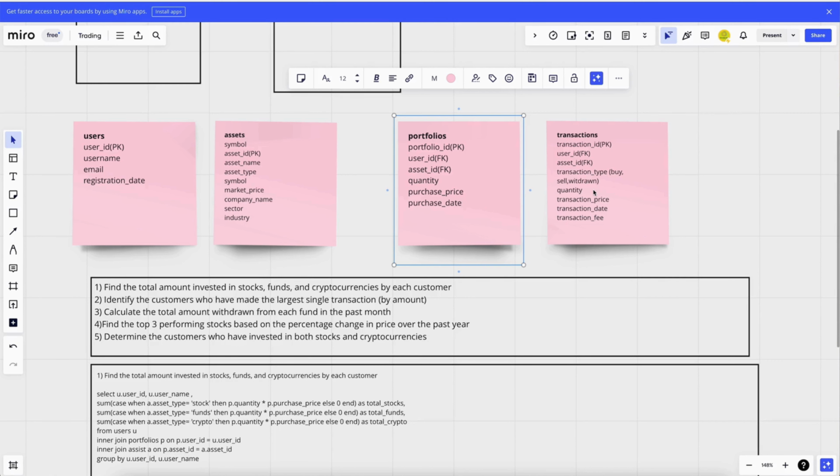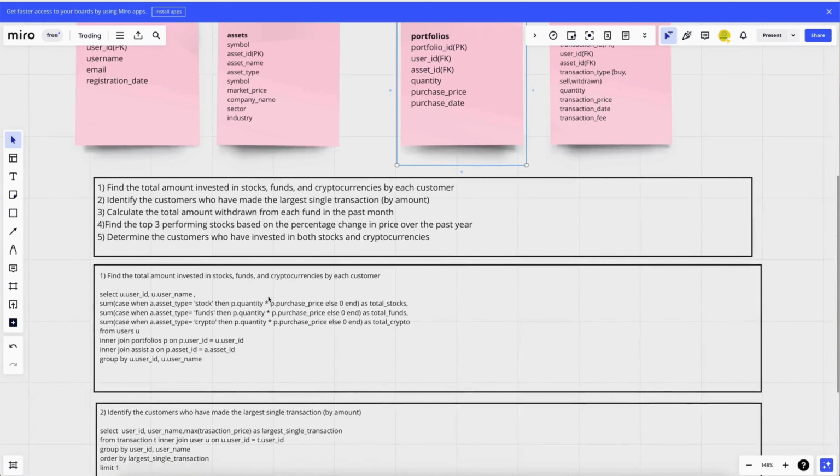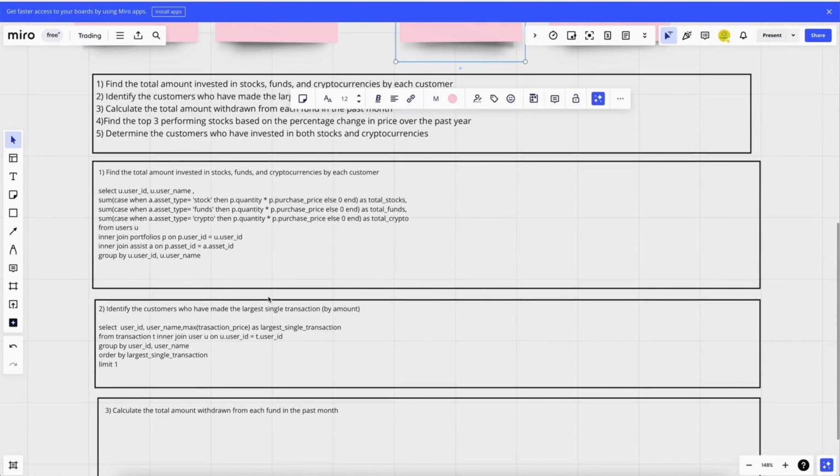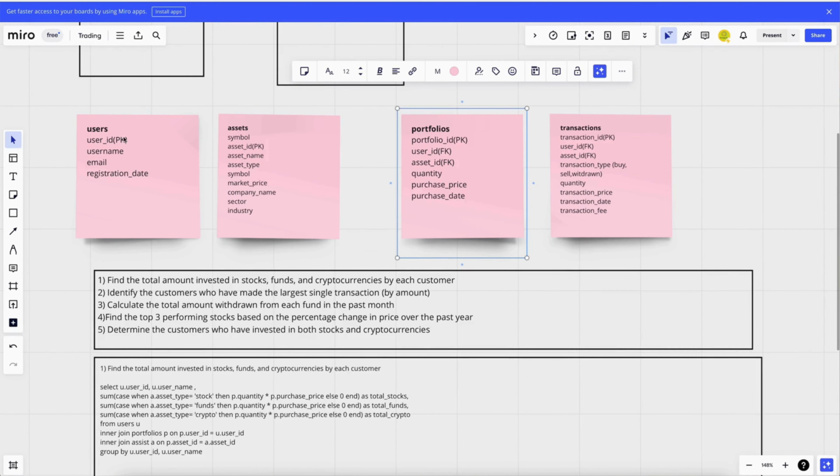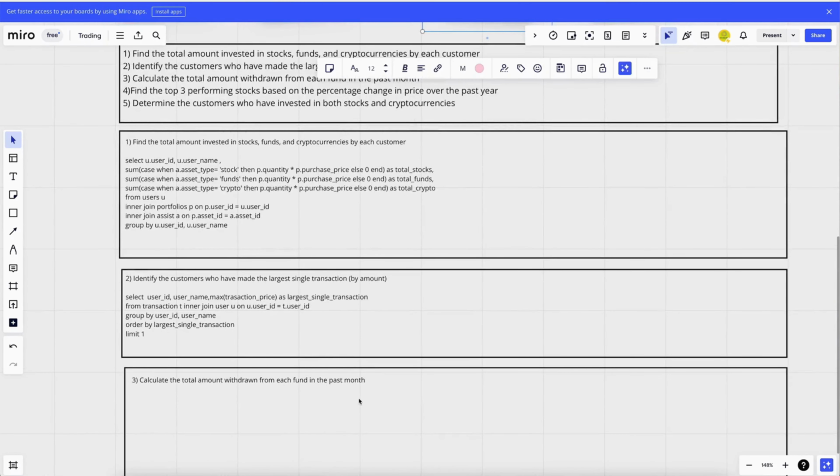So now we need to join the transaction table and the asset table. Let's go back to the question. Do I need to join the asset table also? If so, why do I need the asset table? For each fund. They mentioned here for each fund, so we can say the asset type is fund here. That's why we need the asset table. So we need to join the transaction table, asset table, and user table. So let's get started.